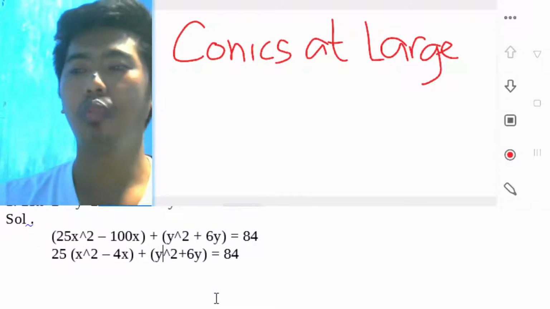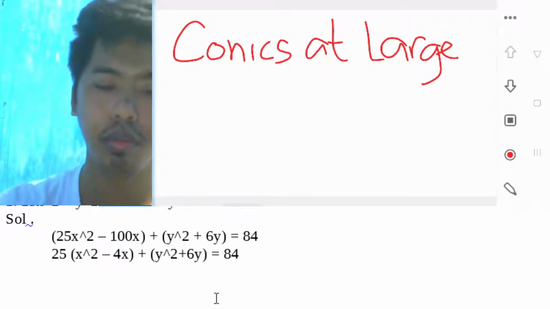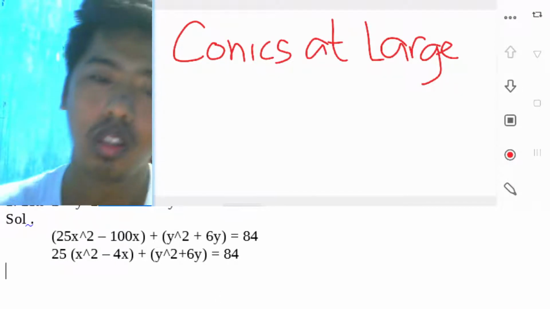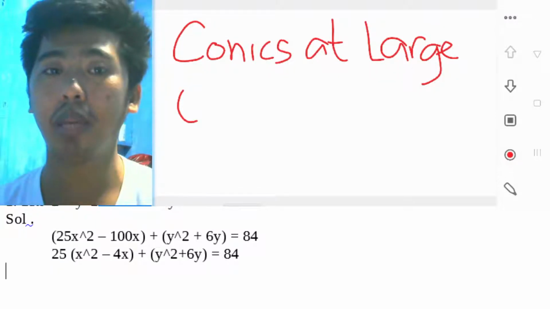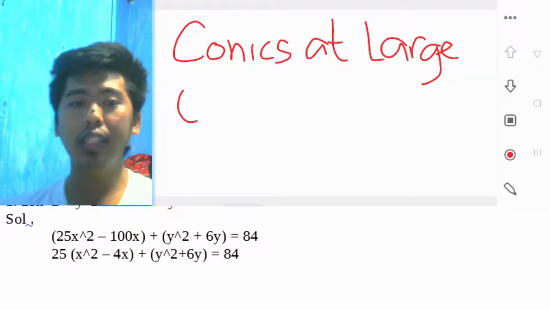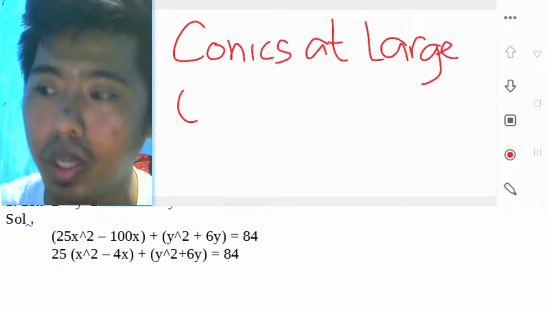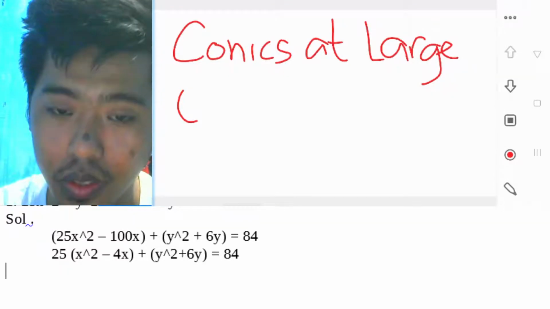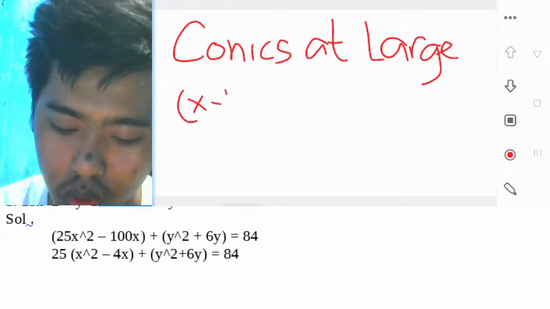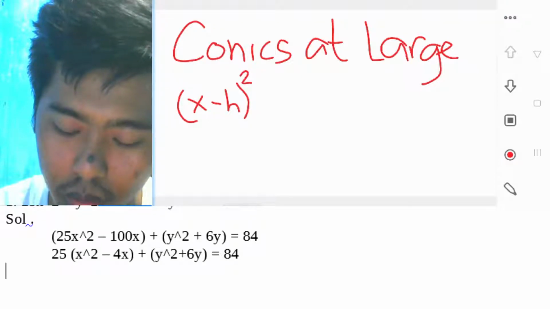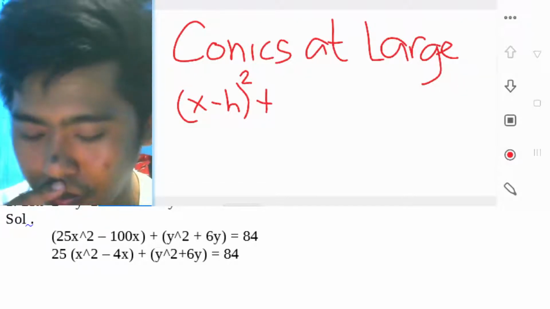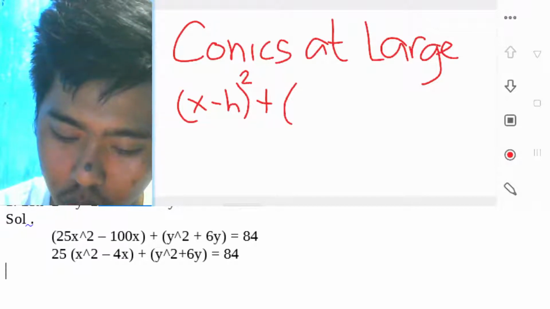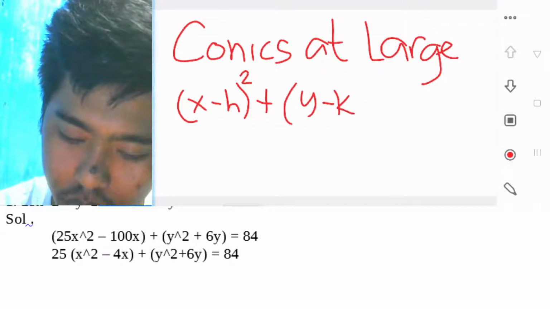So right now, if you can remember, guys, I'll show on the cellphone the standard form of the ellipse. The ellipse depends on which a square is the bigger denominator, right? But let me remind you, look at this one, the ellipse should be like this: the quantity x minus h powered by 2, plus the quantity y minus k that being powered by 2, equal to 1.